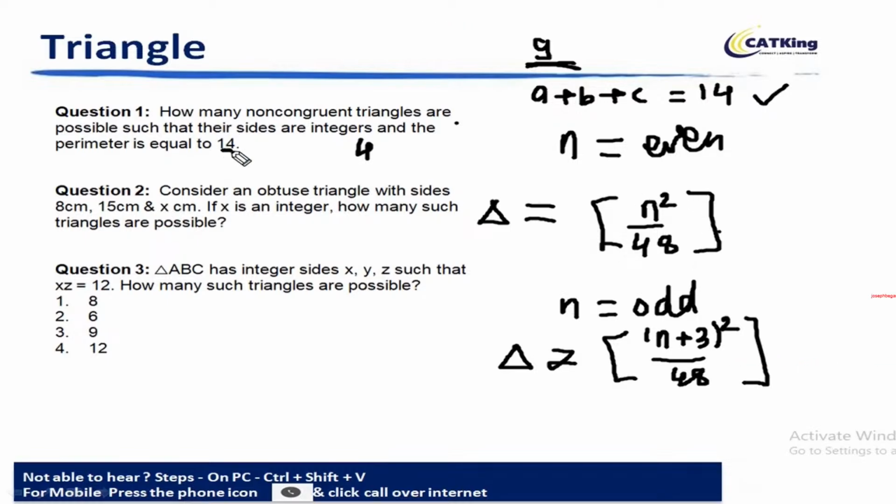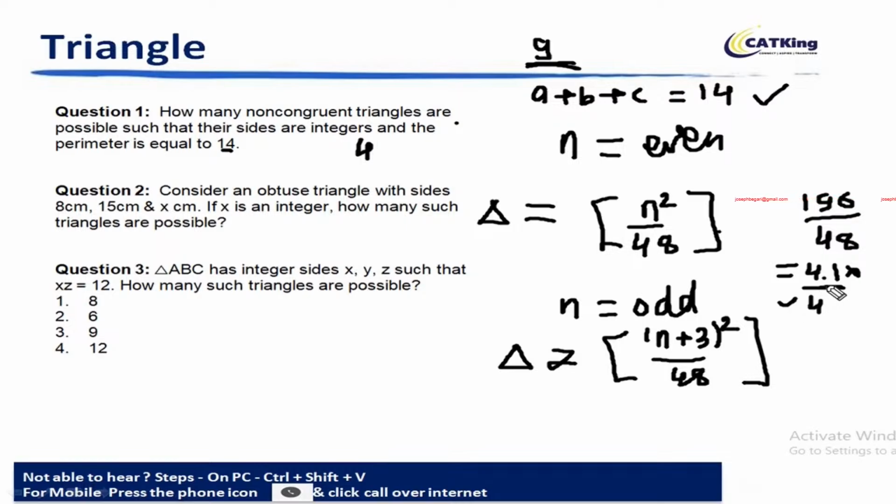So in this case, n is 14, so it is even, so we'll be using this formula. So 14 square is how much? 196, right? 196 upon 48 is somewhat equal to 4.1 something, right? So it is closest to 4, hence the answer to this question is 4.